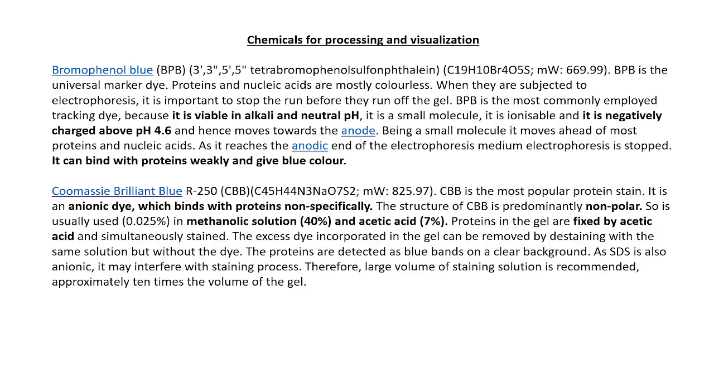Right, and if you want to stain the proteins, which you would generally require, then you can use the Coomassie Brilliant Blue, which is the most popular protein stain. It's an anionic dye which binds to proteins non-specifically, and it's usually prepared in a non-polar solution of methanol and acetic acid. So the proteins in the gel are fixed by acetic acid and simultaneously stained. The excess dye incorporated in the gel can be removed by destaining with the same solution but without the dye.